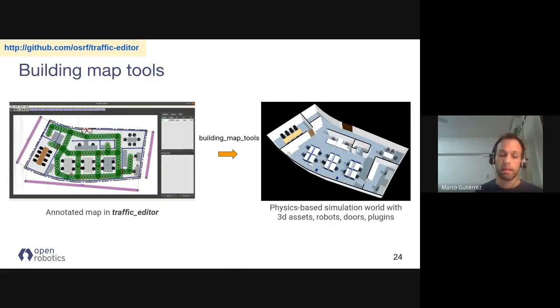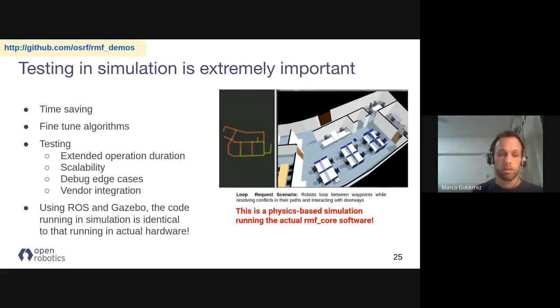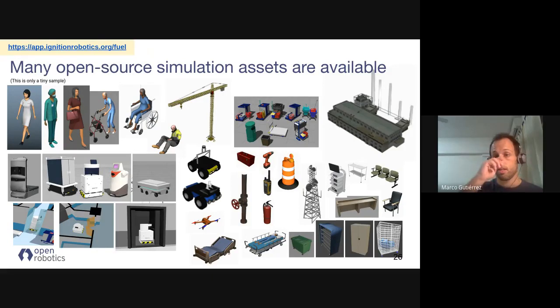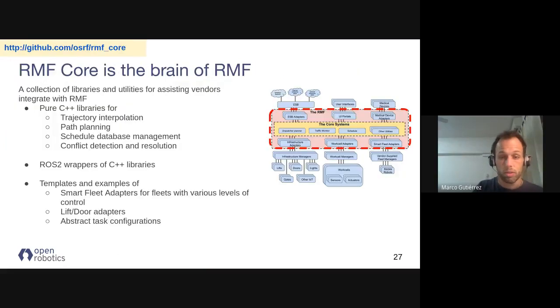The building map tools package will convert an annotated map in traffic editor into a simulation environment like Ignition or Gazebo, so it can be used for simulation later. Needless to say, testing in simulation is very important, so I'll just go through this one faster. The assets that we've been using for our simulations are all available in Fuel. So if you go to Ignition Robotics Fuel, you can use them.